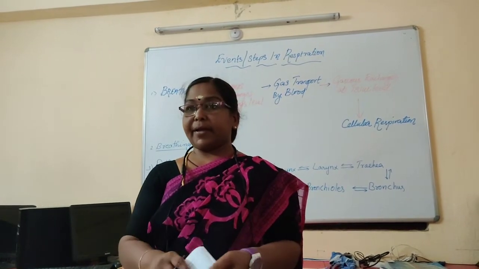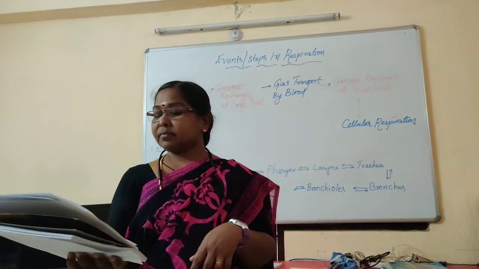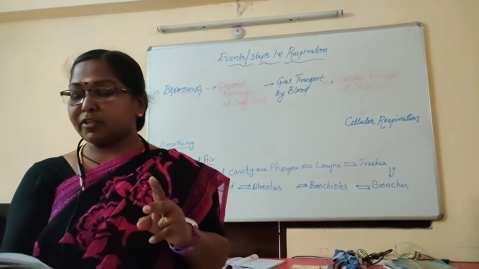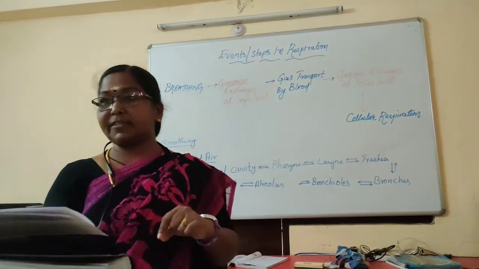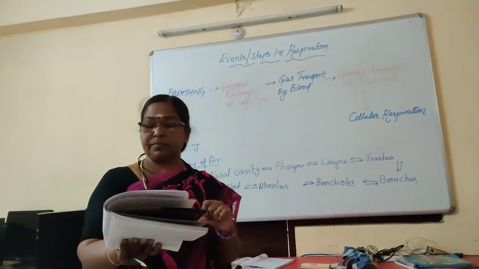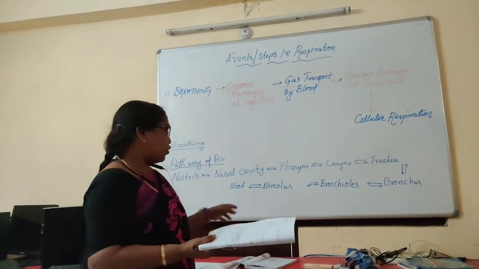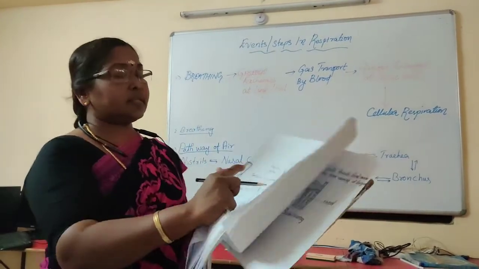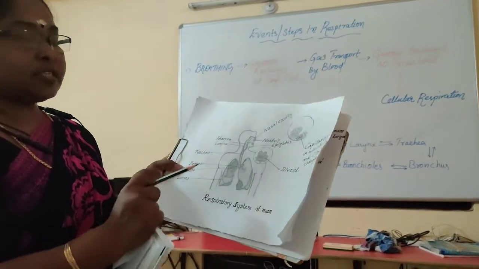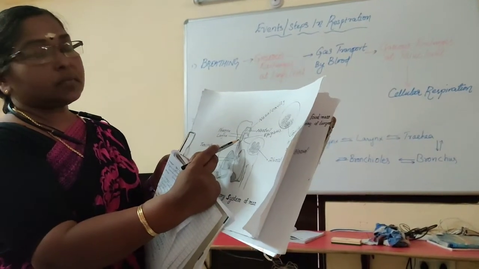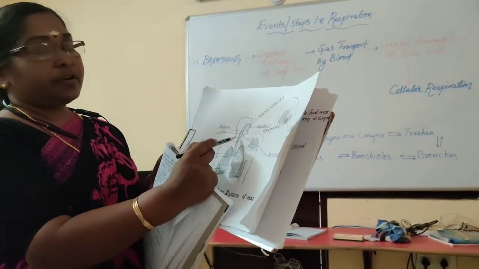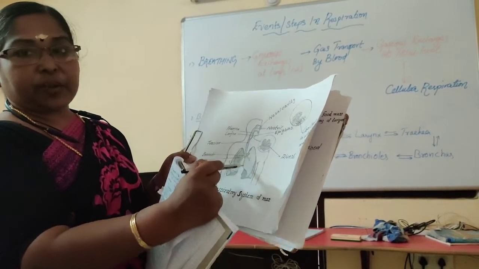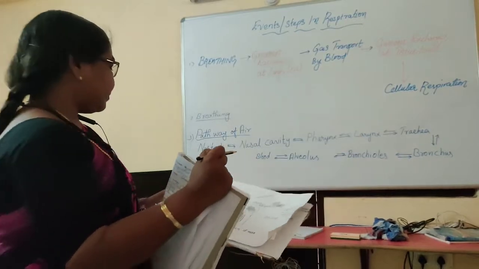Next I explained the pharynx. Warm and moist air goes on through this common passage of the digestive and respiratory systems. Here I also showed you the epiglottis. This is the epiglottis. It will regulate the passage of air and food to their respective ways.